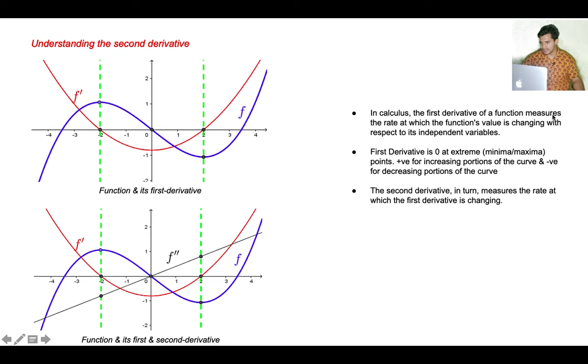In calculus, the first derivative of a function represents the rate at which the function is changing. So the first derivative is zero at extreme minima and maxima, positive for increasing portions and negative for decreasing portions. We have already seen the second derivative in turn measures the rate at which the first derivative is changing, right? So the red line denotes the rate at which the function is changing, and the black line denotes the rate at which the first derivative is changing. And for minima points, the second derivative is positive, and for maxima points the second derivative is negative.